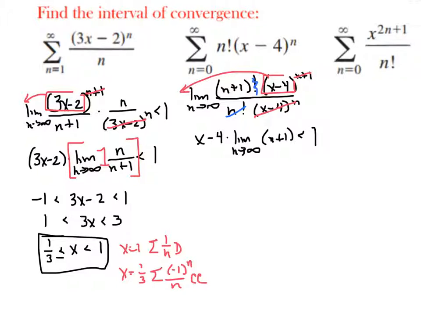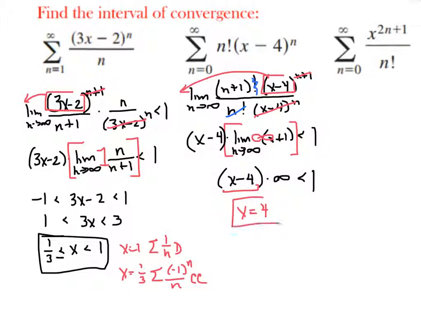Now, n plus 1, the limit as n goes to infinity, this is infinity. So I end up with x minus 4 multiplied by infinity has to be less than 1. Well, there's only one thing that will work, and that's to make this thing in parentheses 0. So 0 times infinity was the only thing. So x would be 4. So there's no real interval of convergence here. It's just one value that would work, and that's it.